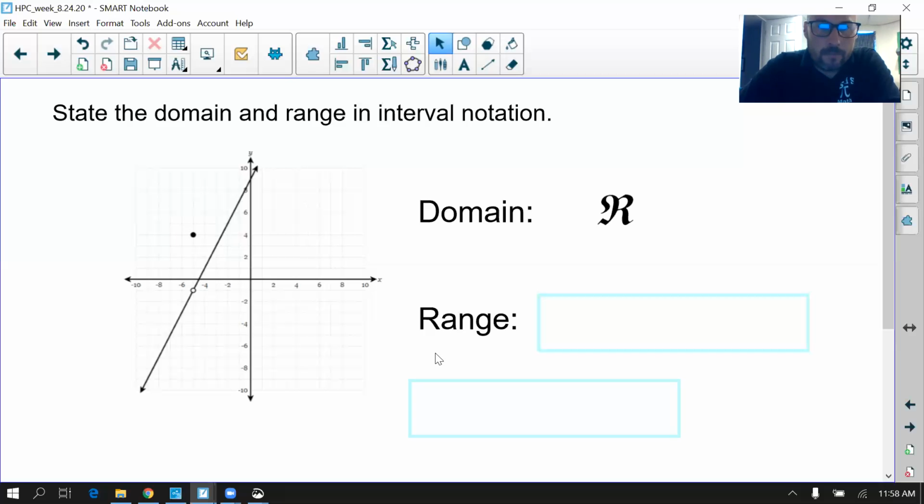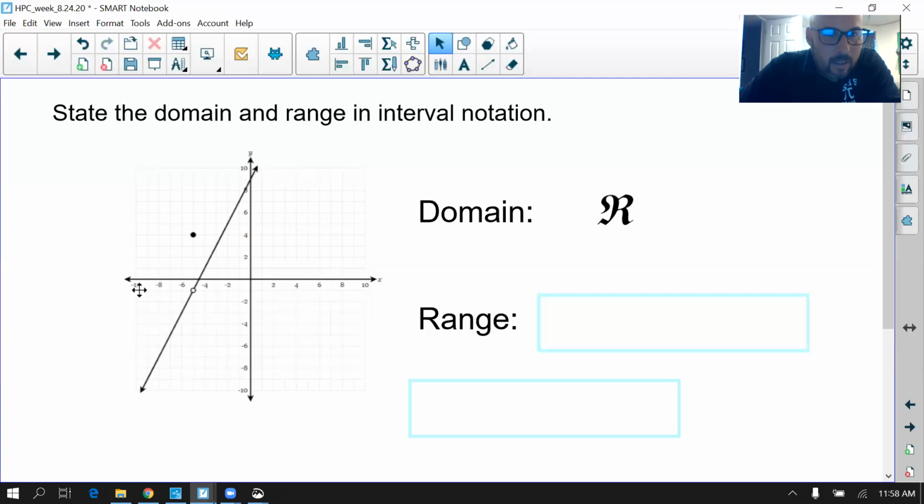Now, what's the range? Range is the y value, so you're going up and down. And we start down because we want to start with the smallest range value. And this arrow is pointing down, so it begins with negative infinity. And then I go up. Negative 9 is a range value. Negative 8 is a range value. Negative 7 is a range value. All the way up. And it looks like negative 1 is not a range value.